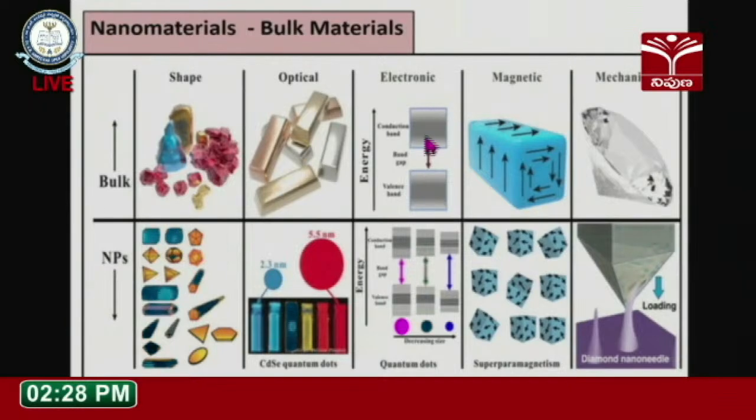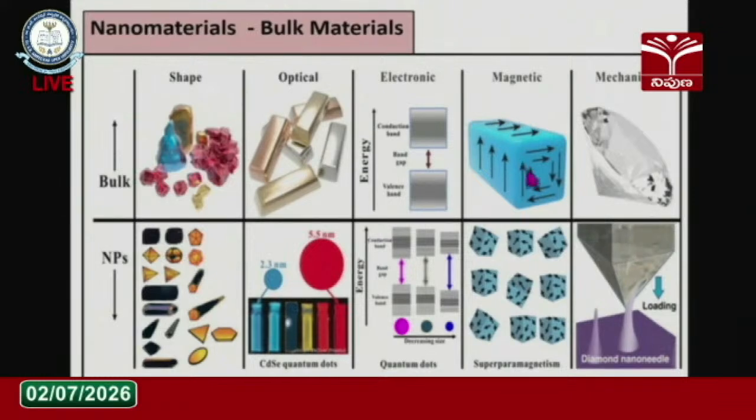Now a very important property is the electronic property. We know the valence band and conduction band. In bulk material, the valence band and conduction band are continuous, meaning there is no separation between energy levels. Whereas at the nano level, they are discrete energy levels. The key property here is quantum confinement, which I'll explain in the later slides.